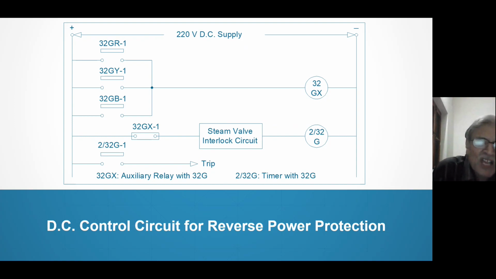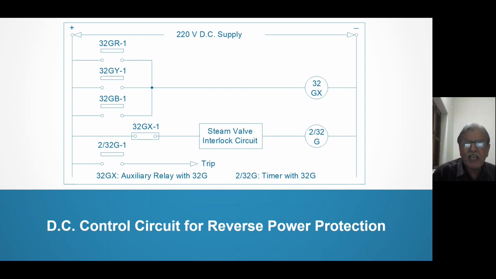But if the power is less than 0.5 or 3%, whatever is set, then 32GR1, GY1, GB1 will open out. 32GX will de-energize. 32GX1 will close. 2 by 32G, a timer, will be energized, because it is time delayed. We will wait for 3 to 4 seconds. And then 2 by 32G will initiate the class A trip command, because this reverse power protection is a class A trip.